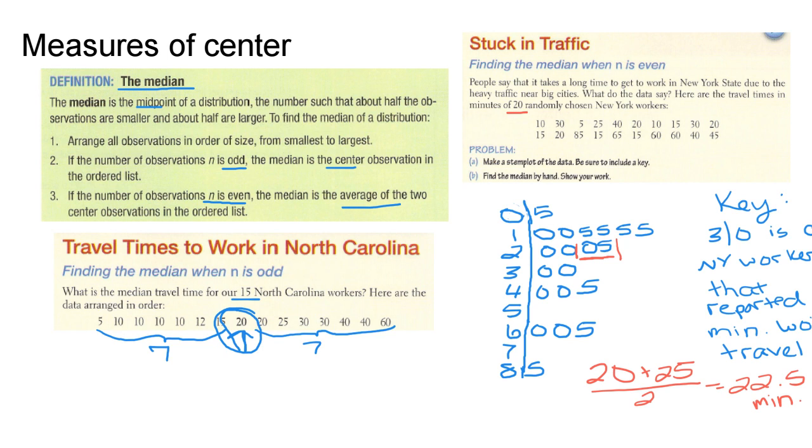And another way that median will differ from our mean is that median is resistant to outliers. You'll notice on our stem plot here, we have an 85 out here kind of by itself. That doesn't change the median of 22.5. The 20 and the 25 are still the two pieces of data located there in the middle. So the median is resistant to outliers or influential points that could potentially change the value of a mean.